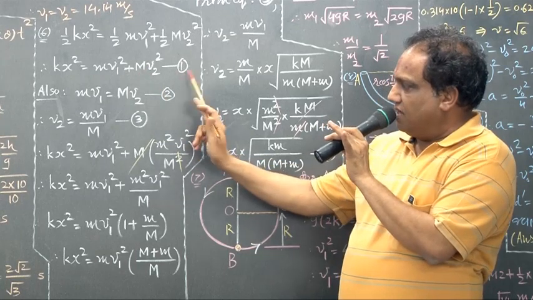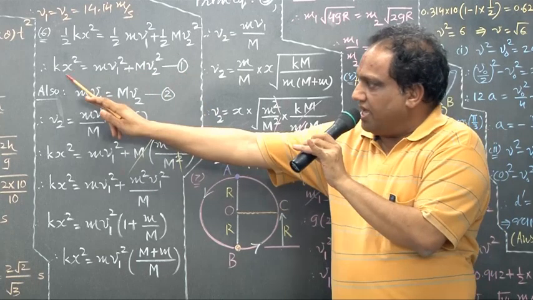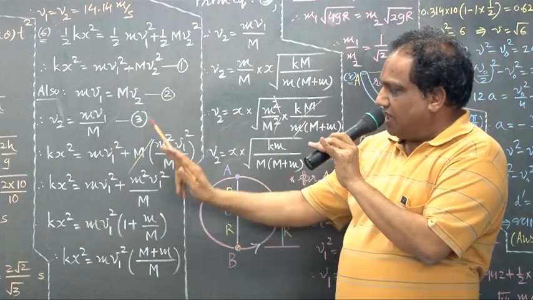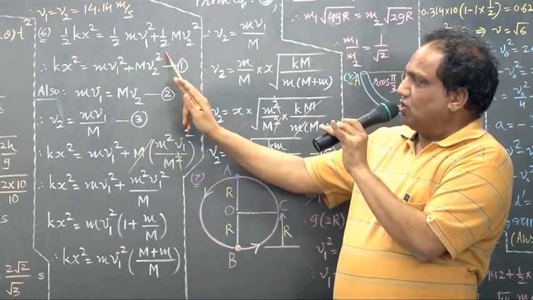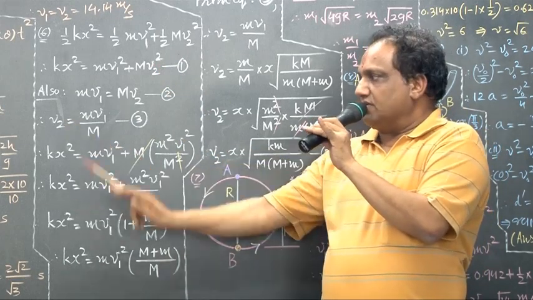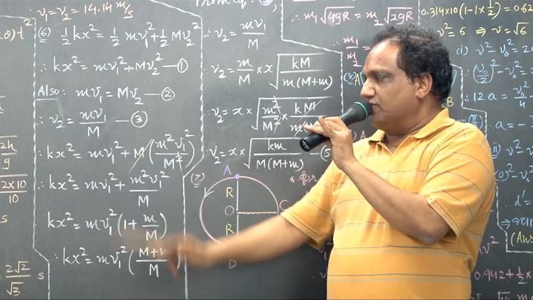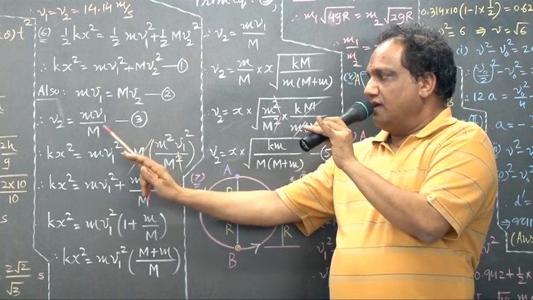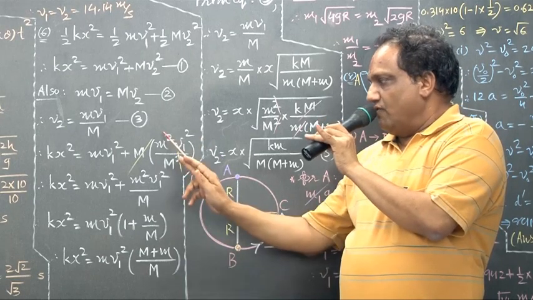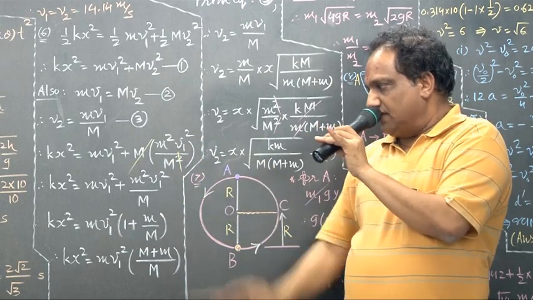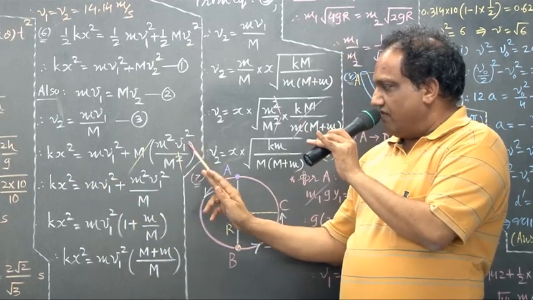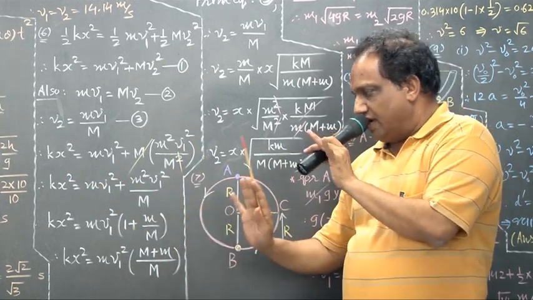In equation 1, we put the value of v2. kx square as it is. mv1 square as it is. Capital M as it is. Now v2 square, square of this: m square v1 square upon capital M square. One capital M is getting cancelled. Now kx square as it is, mv1 square as it is, m square v1 square upon capital M.